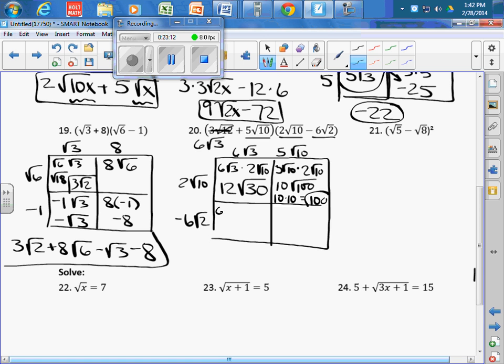Lower left, 6 radical 3 times negative 6 radical 2. I'm multiplying the numbers outside: 6 times negative 6 is negative 36. Numbers inside, 3 times 2, radical 6, which can't be simplified.